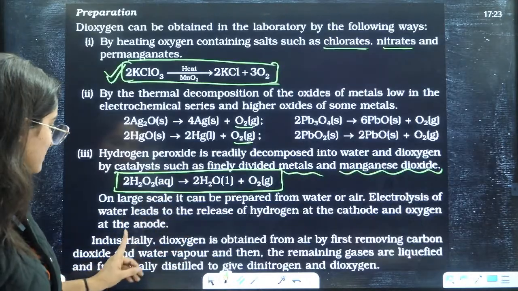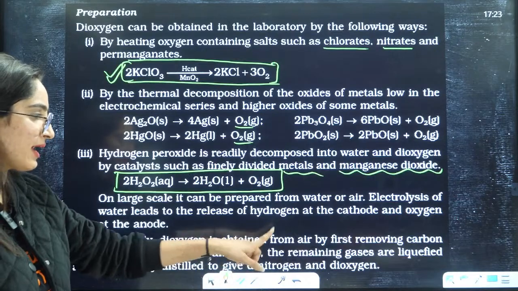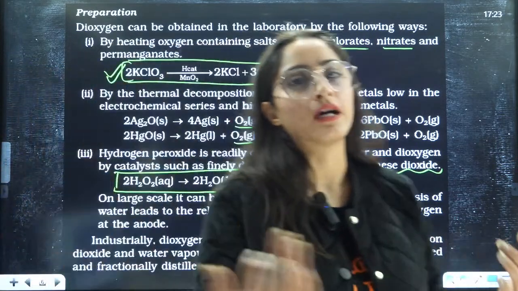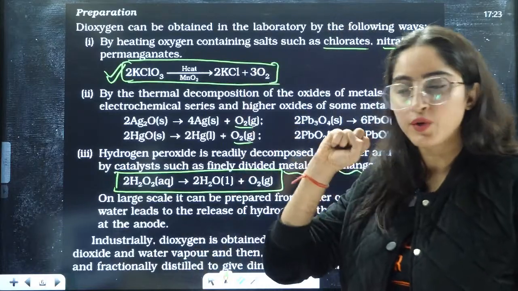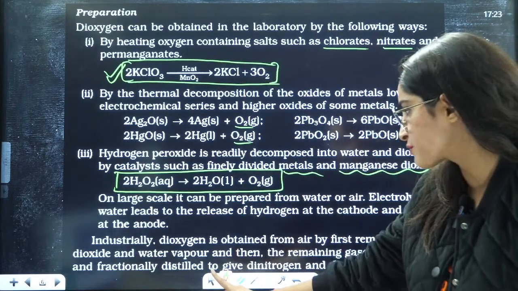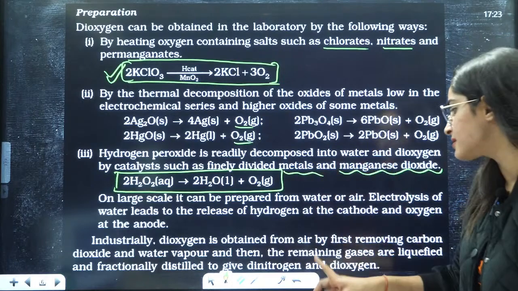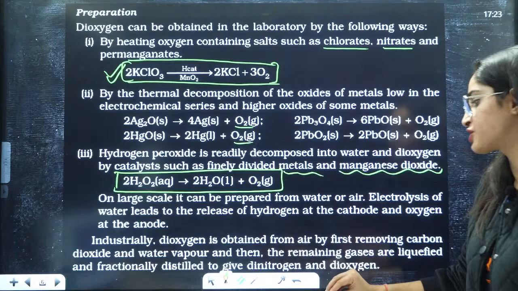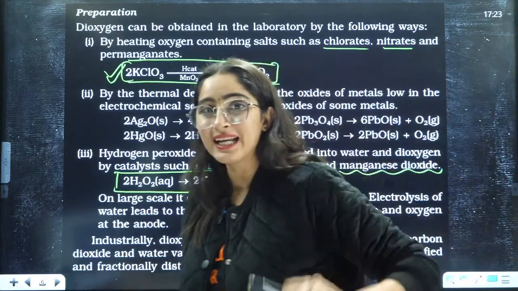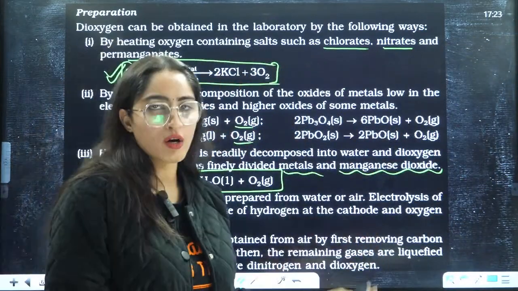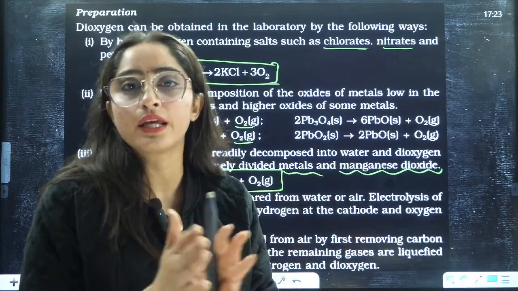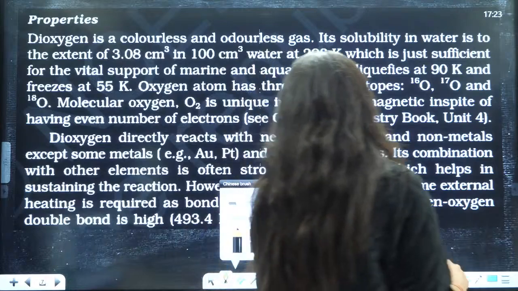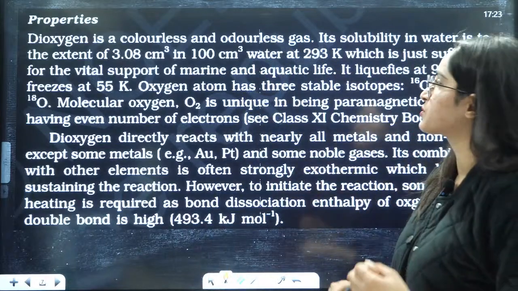Now let us see the properties. Industrially, dioxygen is obtained from air by first removing carbon dioxide. So they are saying that in industries, from the atmosphere only, we remove carbon dioxide, water vapor and other gases. Then the remaining gases are liquefied, and fractional distillation will give us dinitrogen and dioxygen, and we will separate these two by fractional distillation. So basically commercially we use air, right?